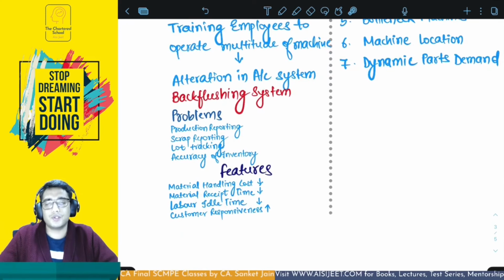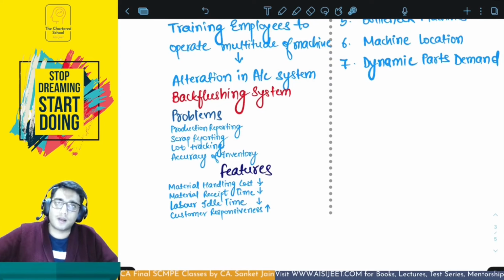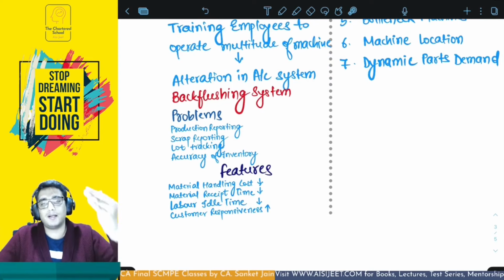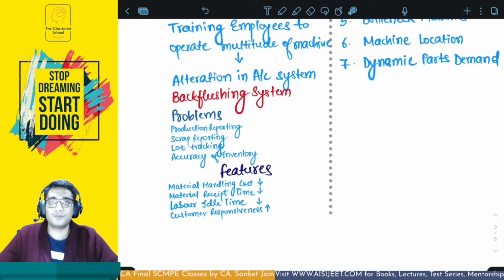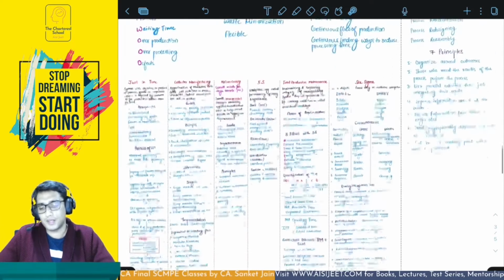There are certain features of JIT, as I've already discussed right at the beginning: your material handling cost will reduce, your receipt time will also get reduced, and your labor idle time will reduce because they will now be working on multiple machines, and they will also do limited maintenance if they are free. And the last one is that your customer responsiveness increases. This is your JIT system.